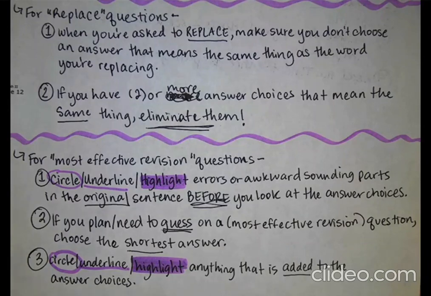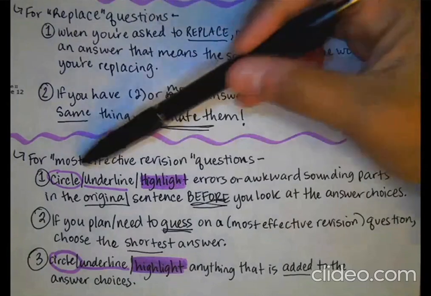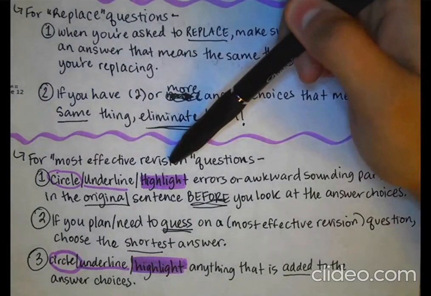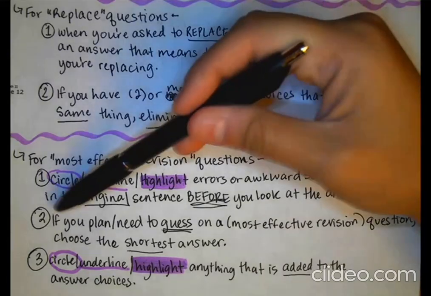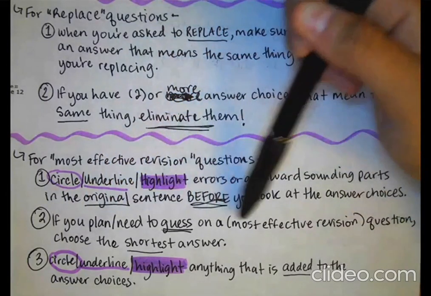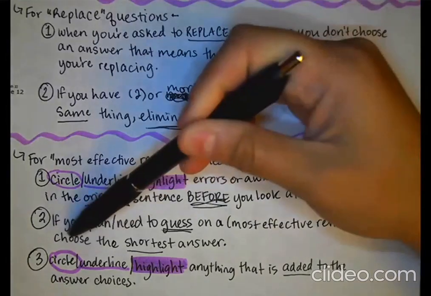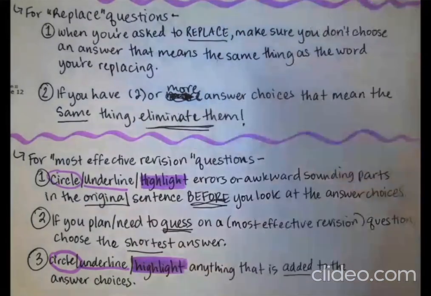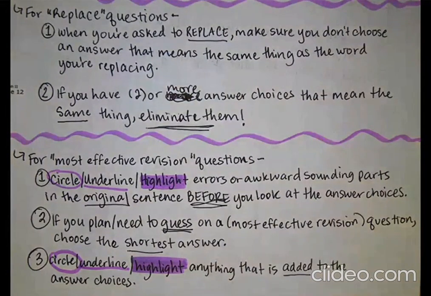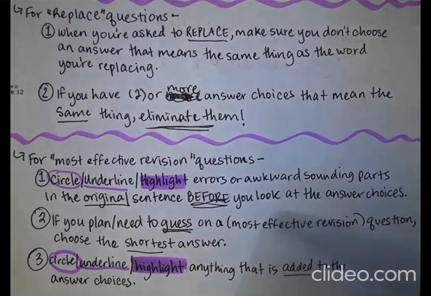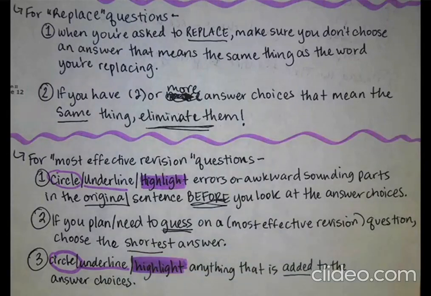So if you're one of those students and you're going to guess on a most effective revision question, here's your tip. If you plan or need to guess on a most effective revision question, choose the shortest answer. 99.9% of the time, just like the antibacterial germ-killer that kills 99.9% of germs, your answer will be the shortest one. So if you're going to guess, at least you should have a strategy when you guess. You're most likely to get it right if you guess the shortest answer.